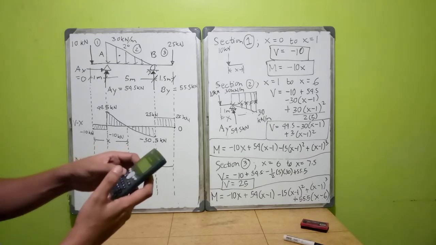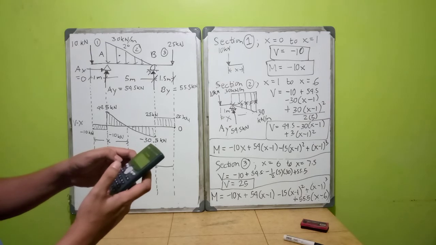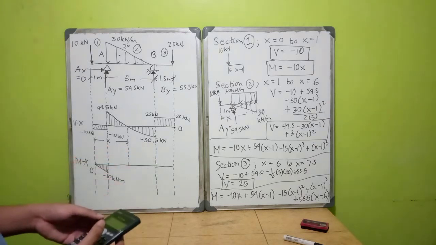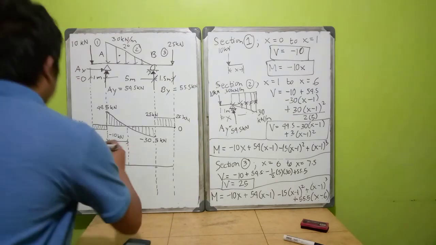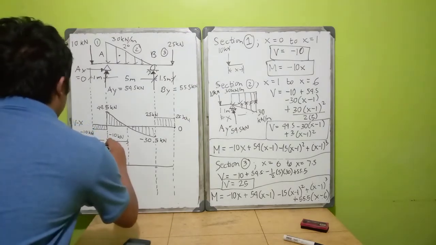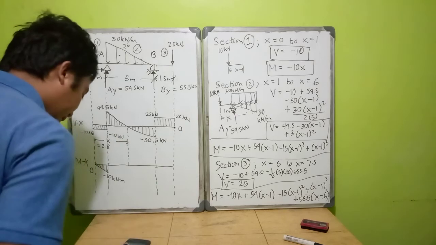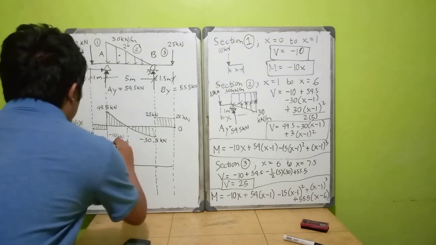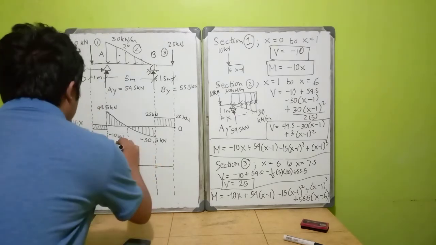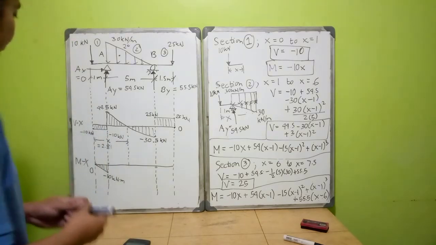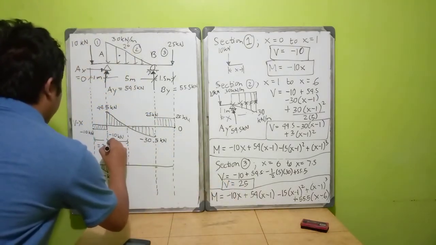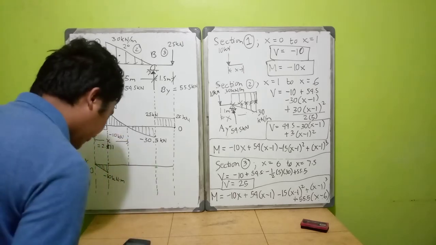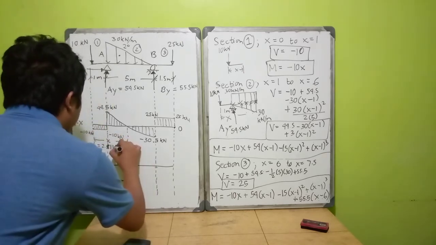Say 5. So the value of x is 2.8. Okay, so let's use a lot of decimal places in order to be more accurate. 1.148 meters.